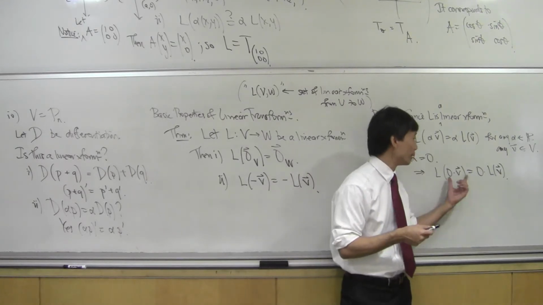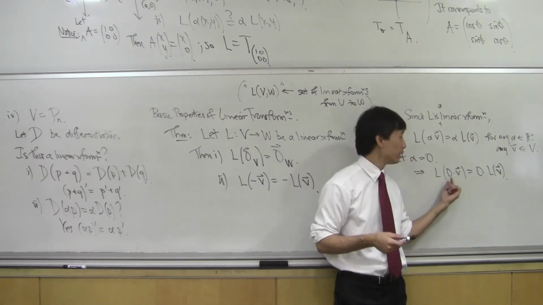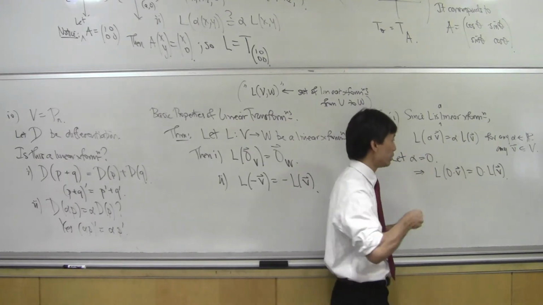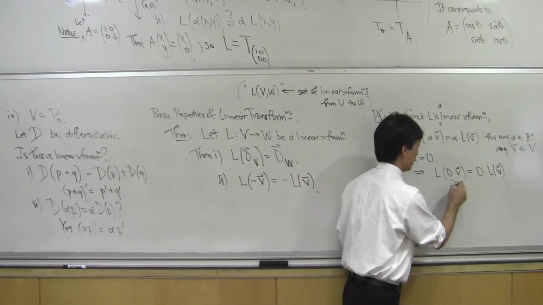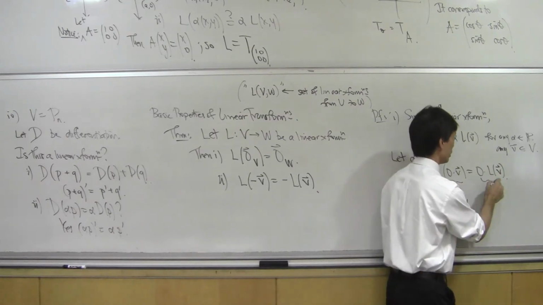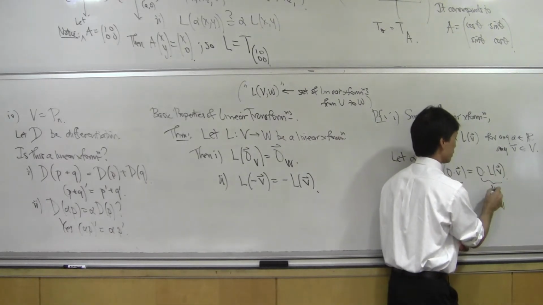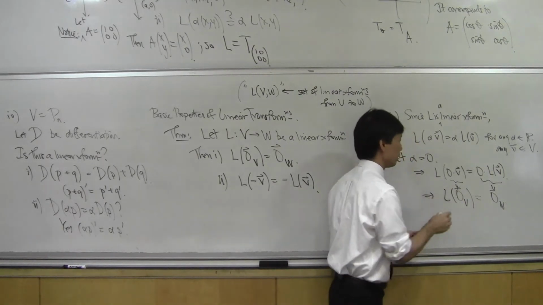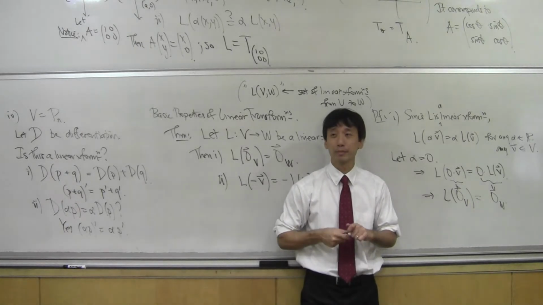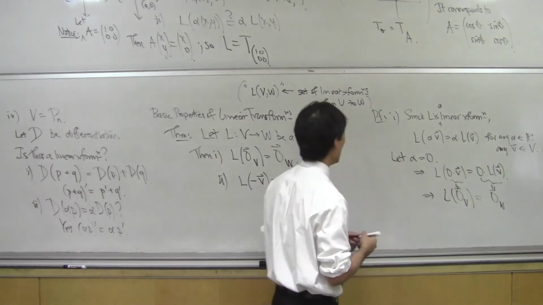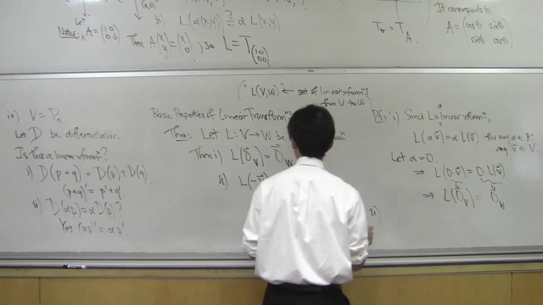When we proved the boring stuff earlier, we noted that 0 times anything is going to be the zero vector. That 0 times v is the zero vector, and 0 times L of v is going to be the zero vector of W. So you get L of the zero vector in V is the zero vector in W.